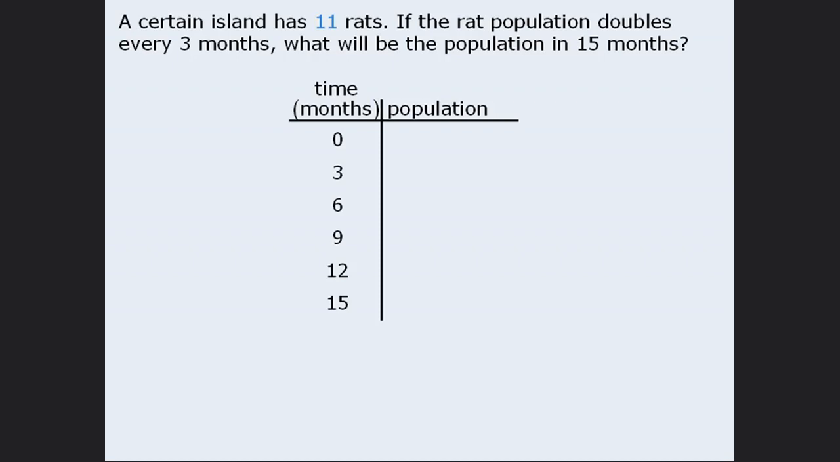To begin, the question tells us that the current rat population is 11. So at time equals 0, we can enter a population of 11. Now after 3 months, the rat population doubles. So we could enter 22 for the population, but to show how the pattern behaves, let's say that the population at 3 months will be 11, the population at 0 months, times 2.